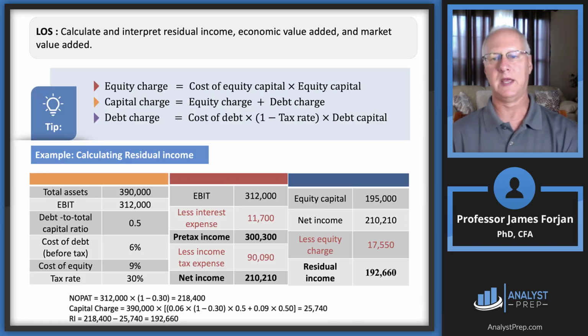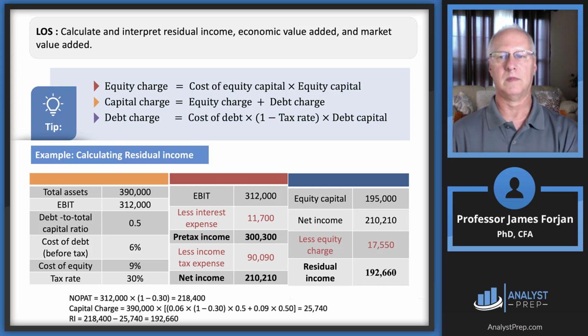So let's take out the equity charge. So there's the 195,000, and we're going to multiply that by our cost of equity of 9%. That gets us to the 17,550. And if you subtract that from net income, you get residual income of 192,660. And think of that as an economic profit.